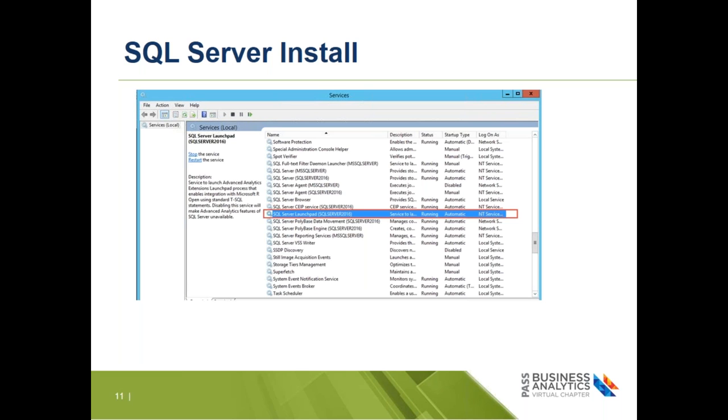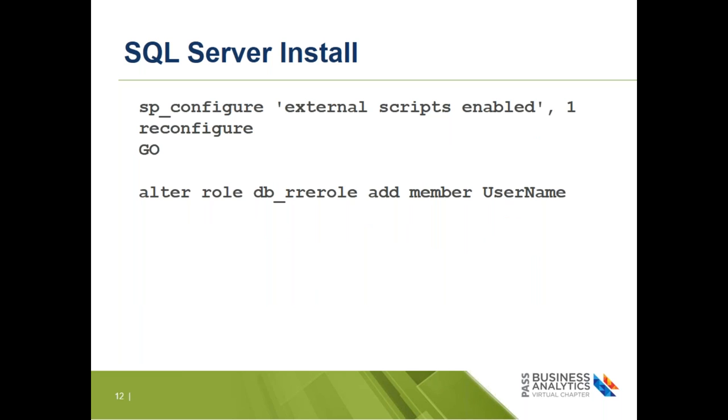But wait, there's more, because you're not done yet. You also have to configure SQL Server. So once you've got it installed, great, now you have to configure it. You configure it just like you do with a lot of SQL components, with the sp_configure command. What you need to do is configure external scripts enabled, 1, reconfigure, go. After that, you will need to restart SQL Server services. It will not work until you do that. Now, you may or may not need to add the db_rrerole role member username, if you don't have rights. If you're working on dev and you've given yourself DBO rights, it's not a problem, but you may need to grant that access to people that don't have rights.